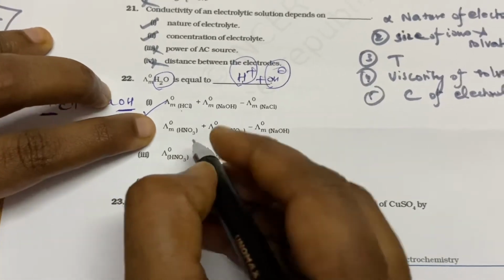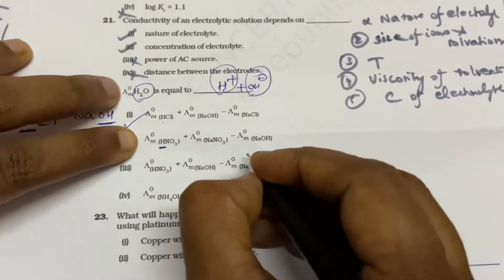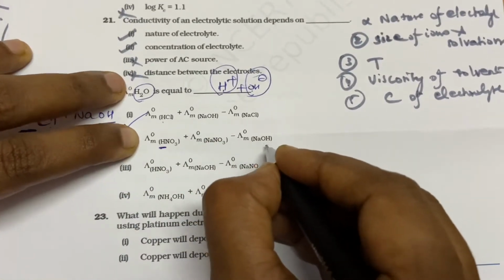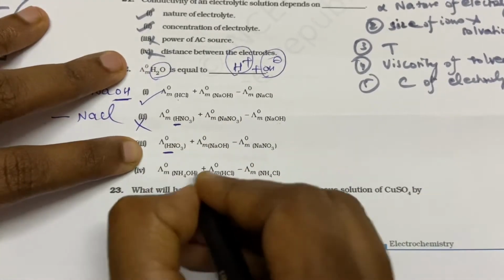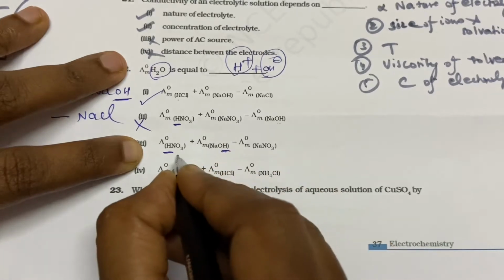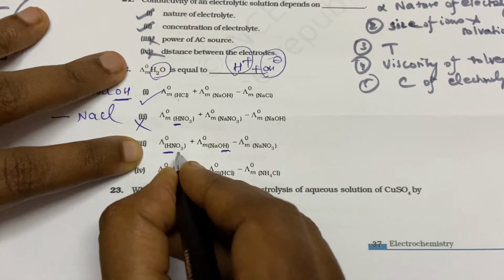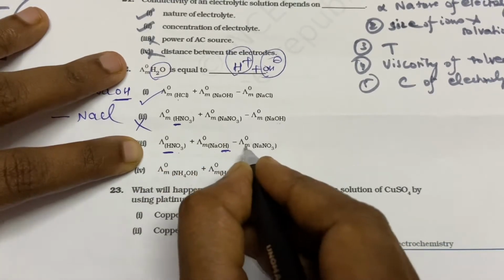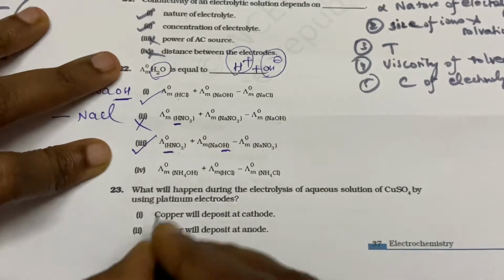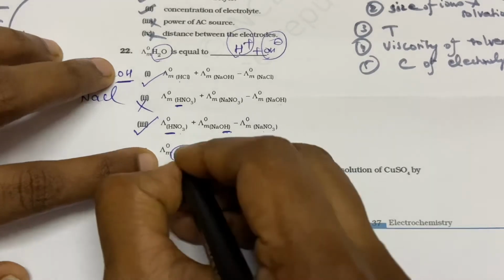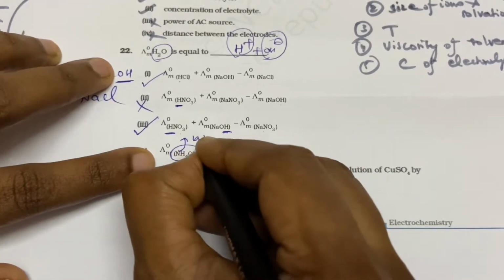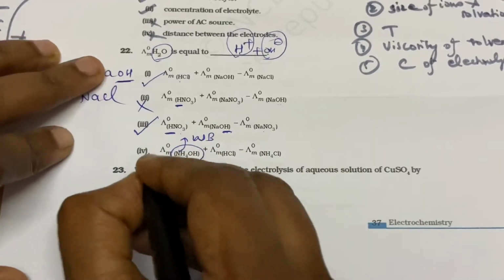Check whether it will give or not. So hydrogen we got and minus OH, so this is a wrong thing. Here H we got, OH we got, but we don't want NO3 minus and Na plus, so minus NaNO3. This is also a correct option, and this is a wrong option because NH4OH is itself a weak electrolyte, a weak base, so we cannot use it, so this is wrong.